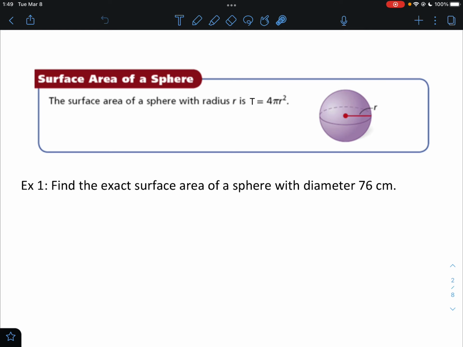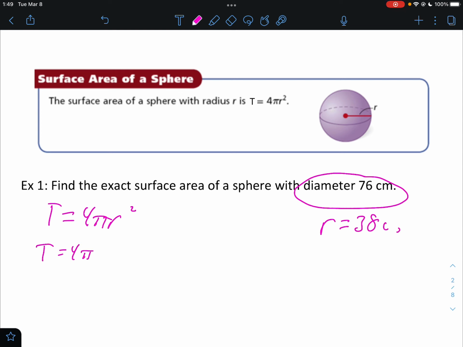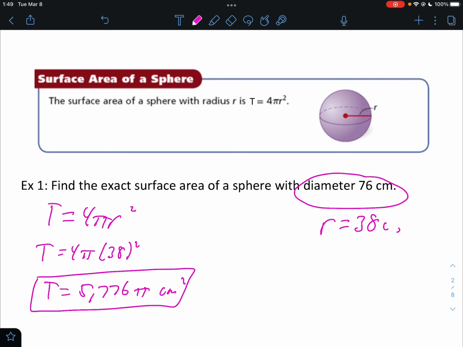Number one is just find the exact surface area of a sphere with diameter 76 centimeters. Let's start by writing down our formula. T equals 4 pi r squared. We don't know r, but we can find it. Remember, our radius is half a diameter. So we're simply going to put 38 in for r. And it says exact, so do not type pi into your calculator. Instead, just type in 4 times 38 squared, and you should get 5,776, and then write the pi square centimeters. We're still talking about area, so we're still in square units.